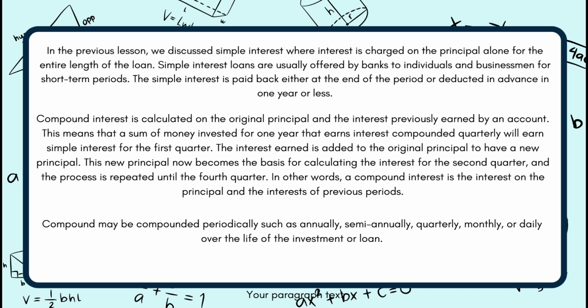In other words, compound interest is the interest on the principal and the interest of previous periods. The interest may be compounded periodically, such as annually, semi-annually, quarterly, monthly, or daily over the life of the investment or loan.